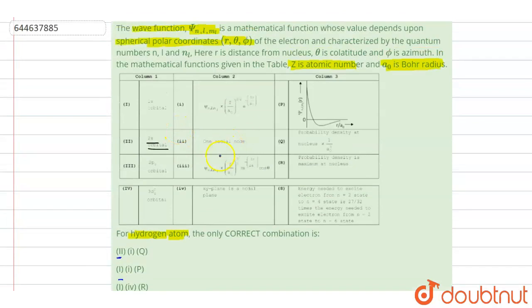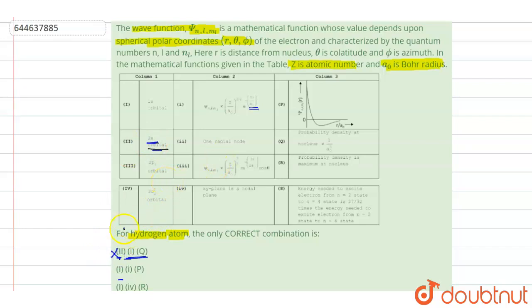In option second, we have 2s orbital, 2, 1, q. So in first, we can say that in exponent it is e to the power minus Zr upon a0. Here coefficient of a0 is 1, so it belongs to first shell, that is n is equal to 1. And here we have 2s, so this option is incorrect. So this won't be our answer.